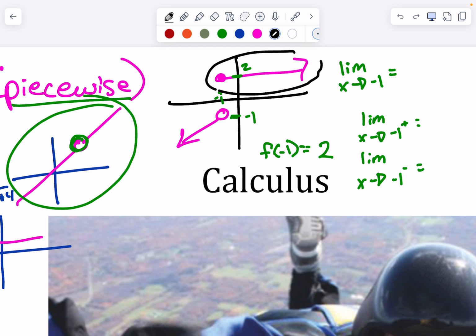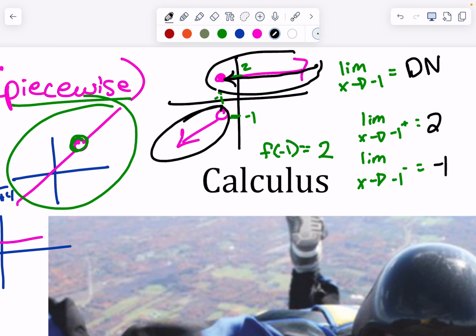If I'm saying as x approaches -1 from the right, what should that value be? 2, because it's coming in along this branch. Everything's telling me that y value should be 2, right? Coming in from the left side, so -1 from the minus side, what should that y value be? -1. So then what's the limit altogether? One side says 2, one side says -1. What's the limit?